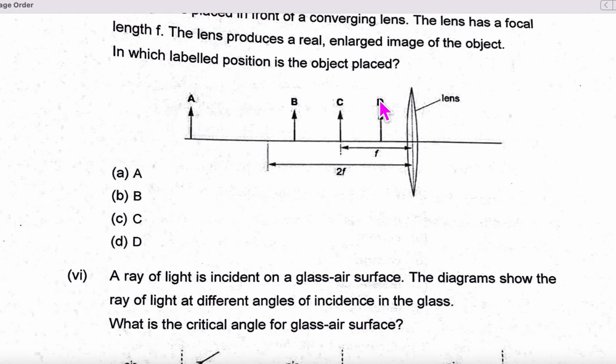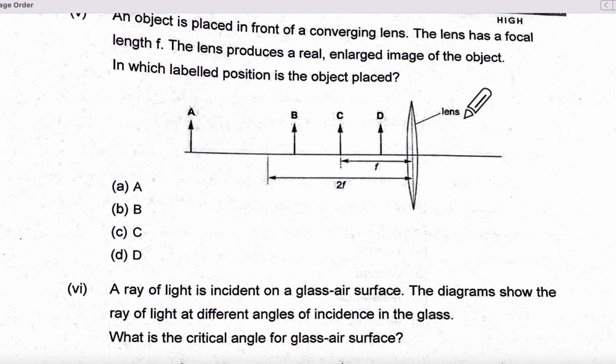Object is placed in front of a converging lens. The lens has a focal length f. The lens produces a real enlarged image of the object. In which labeled position is the object placed? Okay, so there is a real enlarged image. Now remember, if it is at 2f here, then the image will be the same size. And if you bring it closer, then the image becomes a real enlarged image, correct? So where is the object placed? At B.